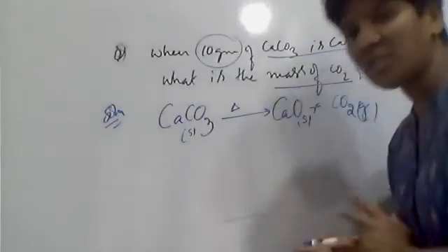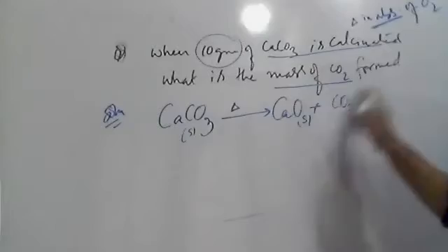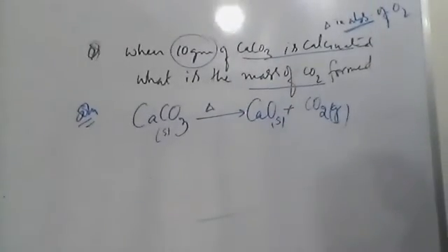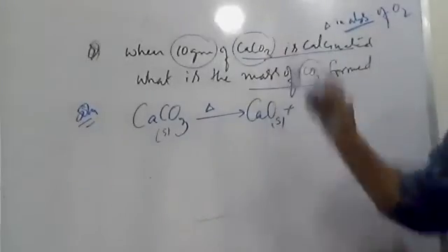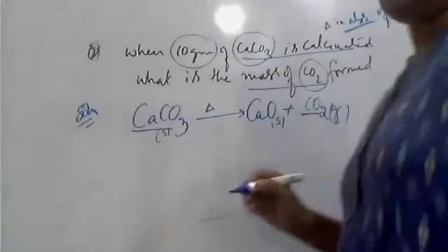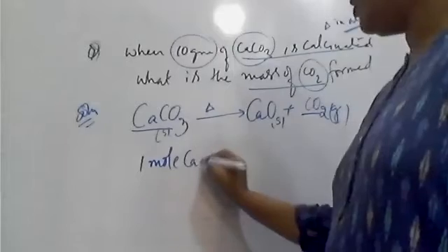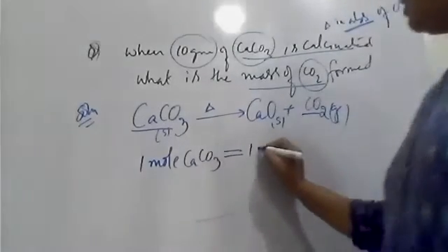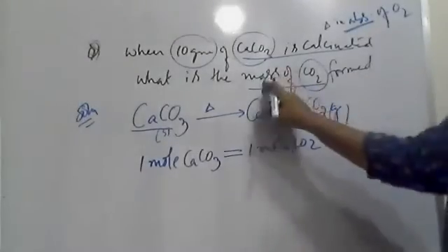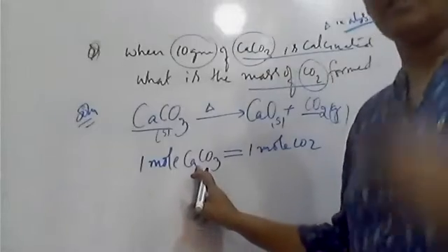Is it a balanced equation? Yes, it is balanced. One Ca, one carbon, 3 oxygens, 1 plus 2. In this question, the relation asked is between CO2 and calcium carbonate. One molecule of CaCO3 gave one molecule of CO2, and one molecule equals 1 mole. So 1 mole of CaCO3 gave 1 mole of CO2. Then the question carries mass calculation, 10 grams.